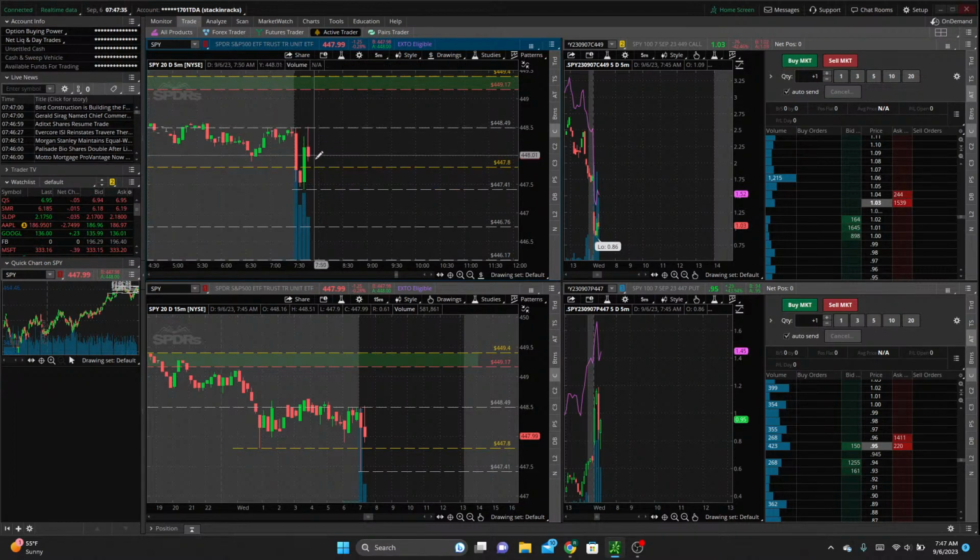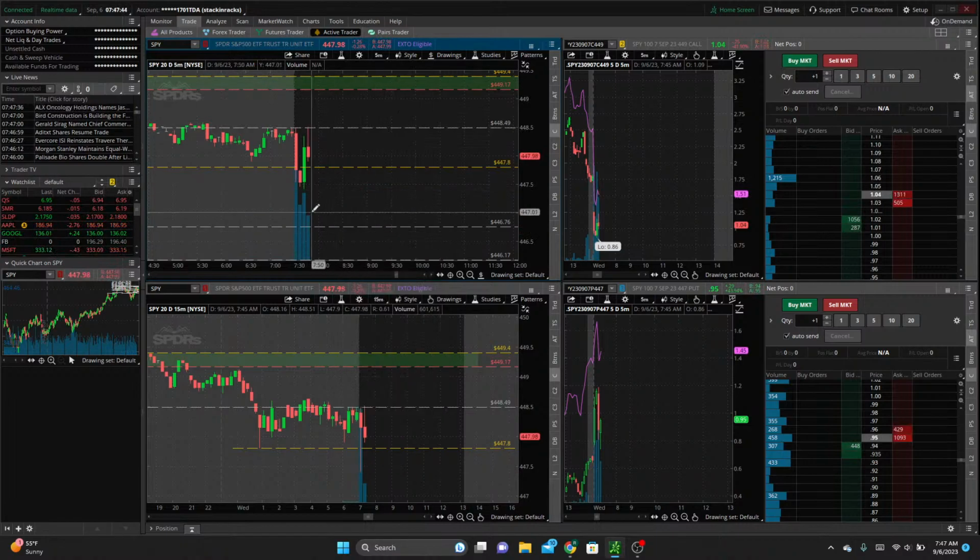But I'm looking for us to either set a new low and continue downwards, or if we set a new high and start to push higher. So not really looking to take any trades in between here. Just look to see if we can establish a trend.